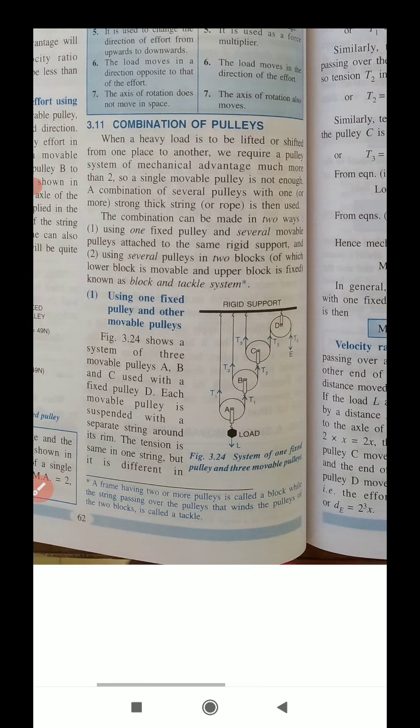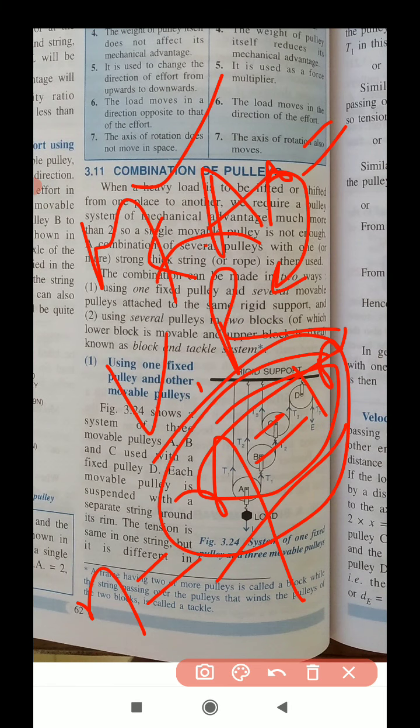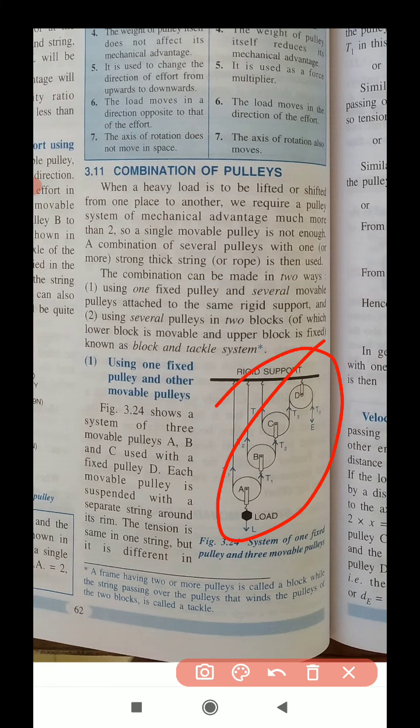Students, just watch this. Combination of pulleys here means there are a total of 4 pulleys arranged this way: 3 are movable and 1 is fixed. Students, just see the tension force. If you learn the tension force, then pulleys are no problem for you.